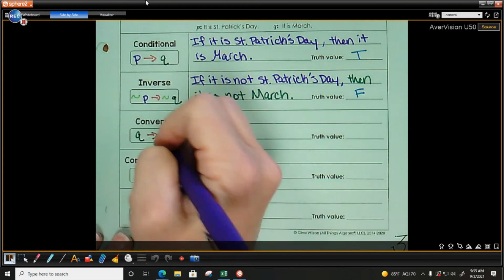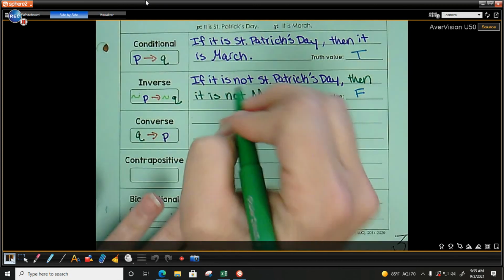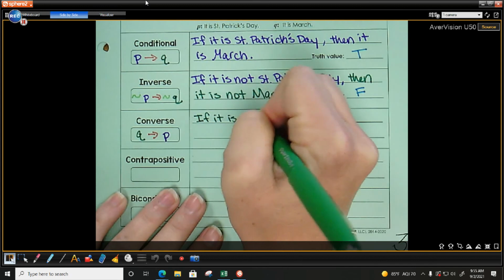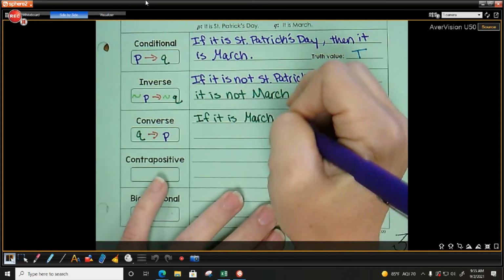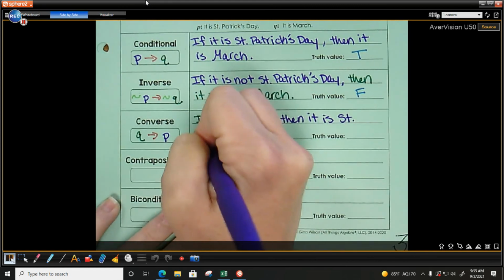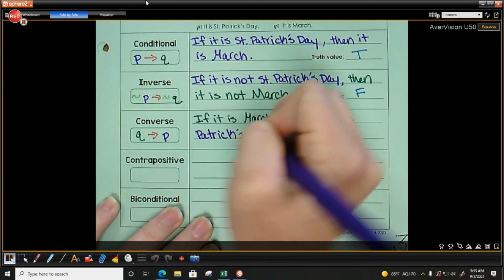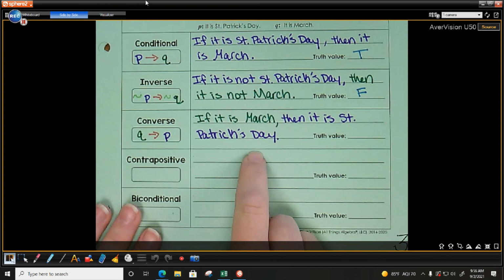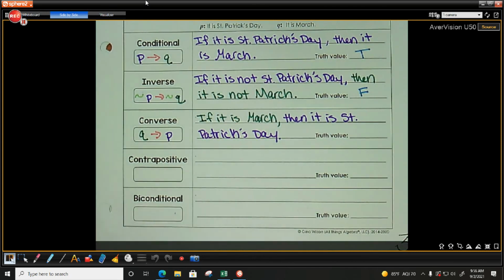So if it is March, then it is St. Patrick's Day. Is that true or false? False. Just because it's March does not necessarily mean it's St. Patrick's Day. It can be, but not all days in March are St. Patrick's Day. So this is false.